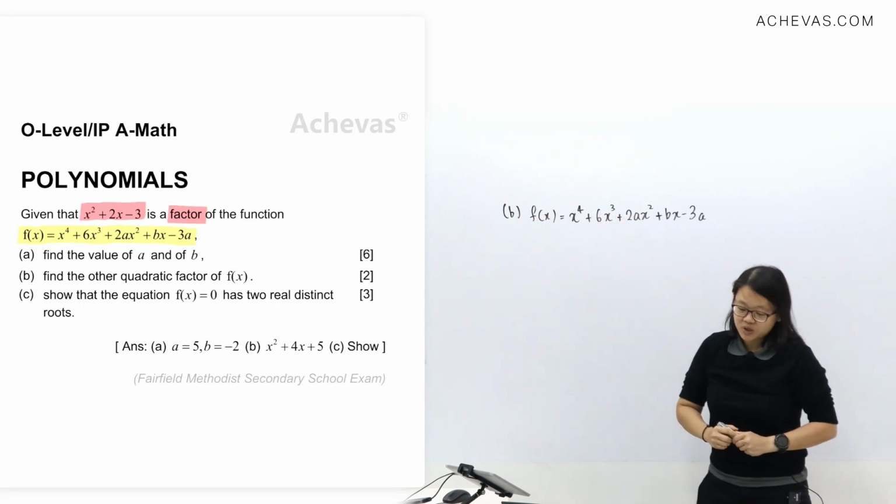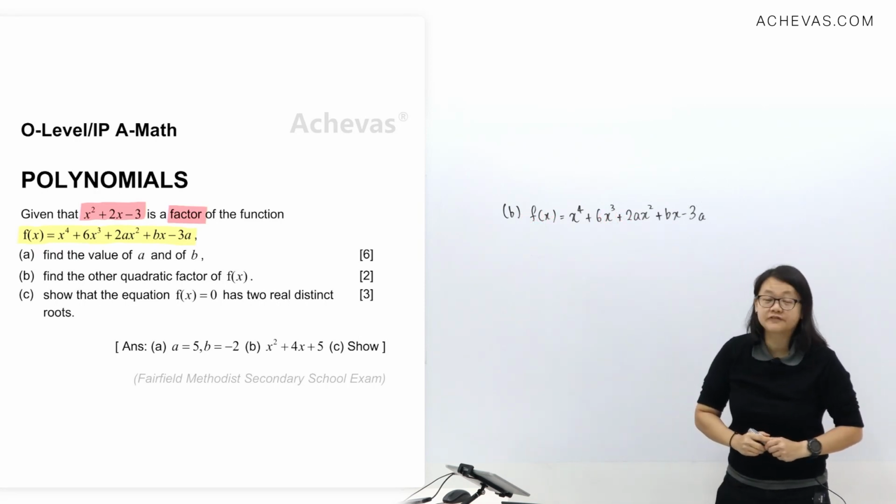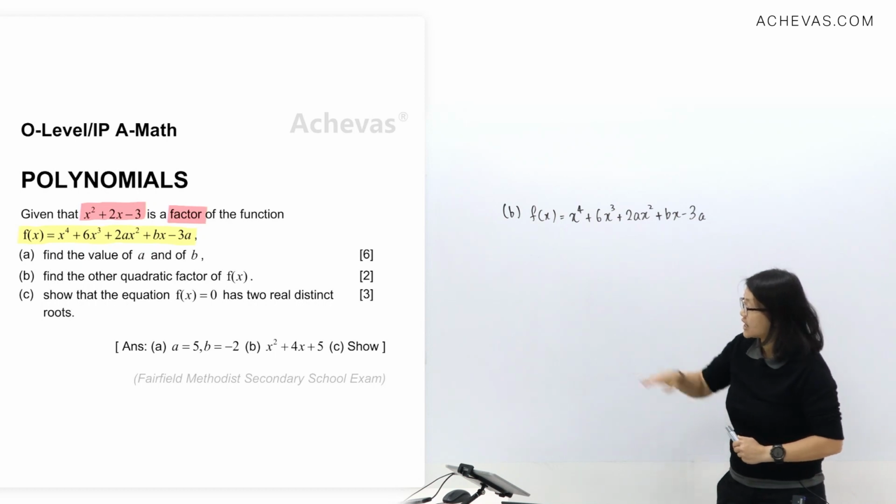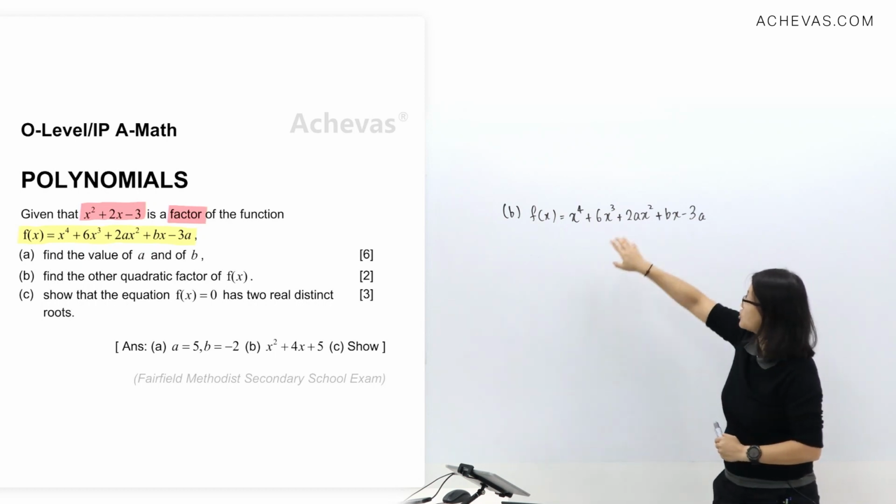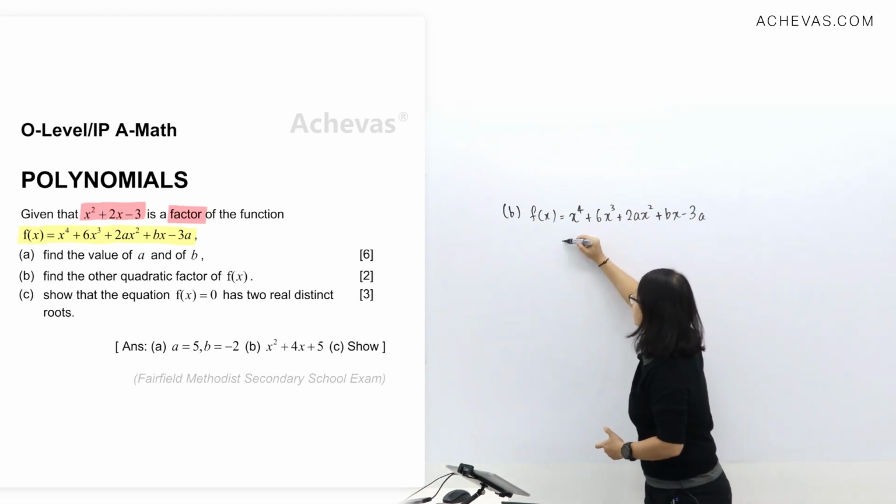Let's look at part B of this question. Find the other quadratic factor of f(x). Since we have gotten the a and b values just now, let's substitute a and b in. Let's see what f(x) is now.